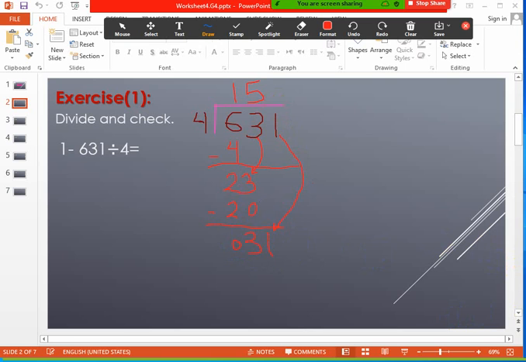31 divided by 4. Which number, if I multiply it by 4, will give me the closest number to 31? You have to think about the times table for 4. So very good, Kenda. So if I multiply 7 by 4, very good Zen, the answer will be 28. And 28 is the closest number to 31. So the answer here in the ones digit is 7. Now I will multiply 7 by 4. The answer will be what? 28, as I said.